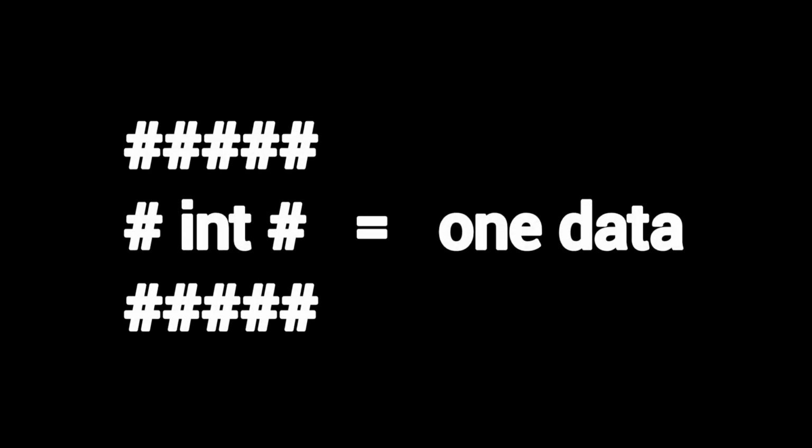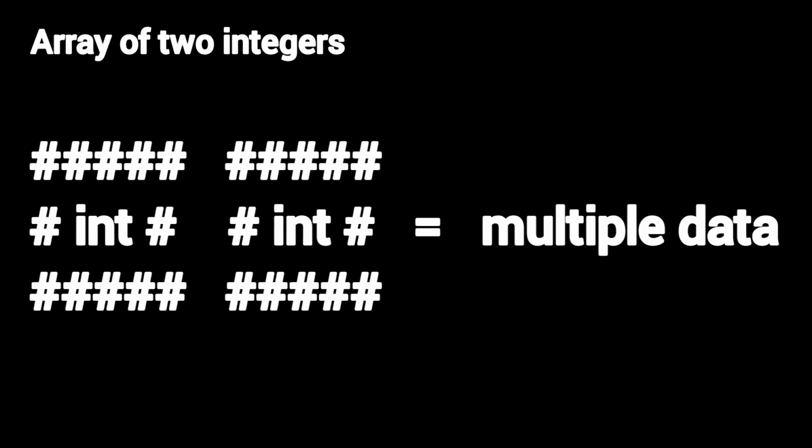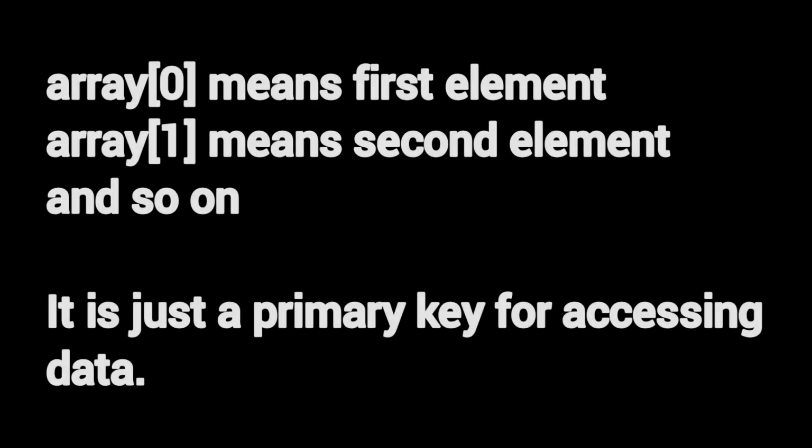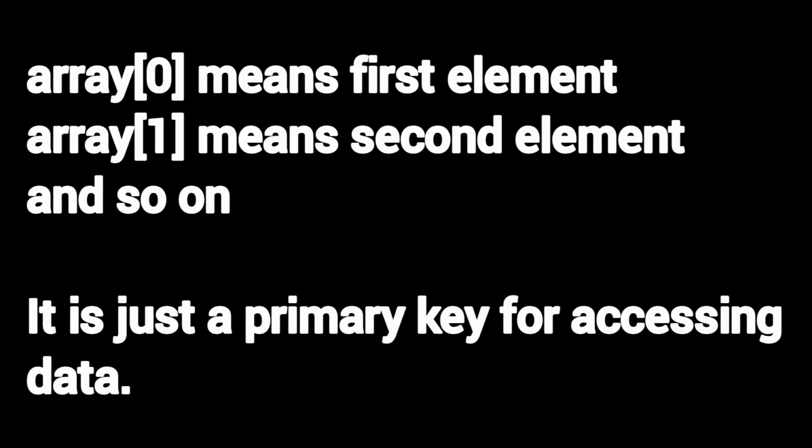So when we declare an integer inside the code, the compiler will allocate a particular number of bytes for that data type. So we can only store one data inside that. In an array of two integers, the compiler will automatically allocate the memory which is required for storing these two integers. Which means we can read or write to any data inside that array by using its index. Index is nothing but a primary key through which we can access the data inside that array.